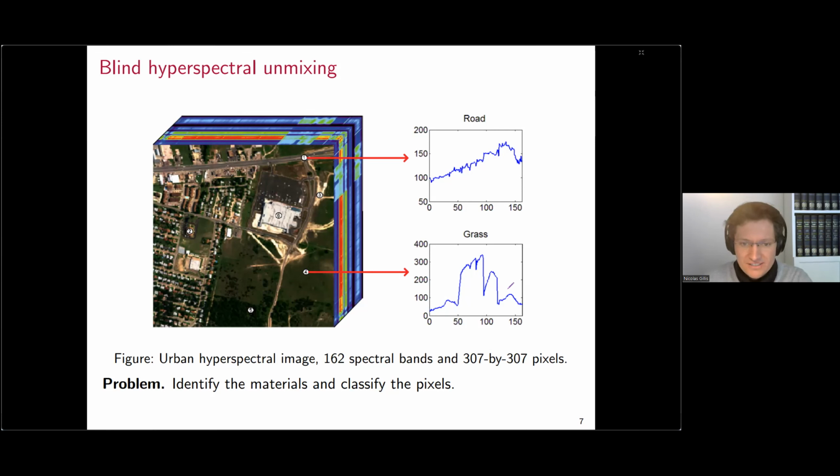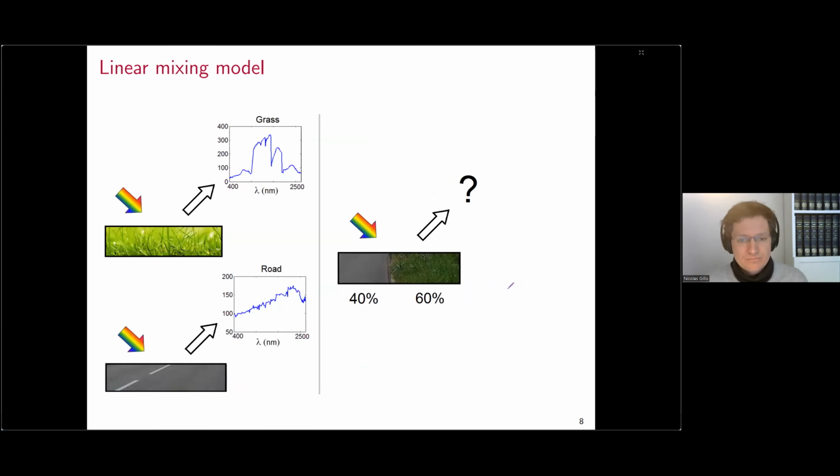So why does NMF make sense to analyze such data sets? Here we are given this image, and what we want to do is to automatically identify the materials present in this image, and also to know which pixel contains which material. And to do that, the most used model is the so-called linear mixing model. So here you have an example of the spectral signature of the grass. Here is the spectral signature of the road.